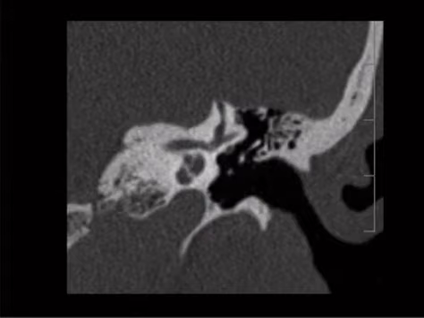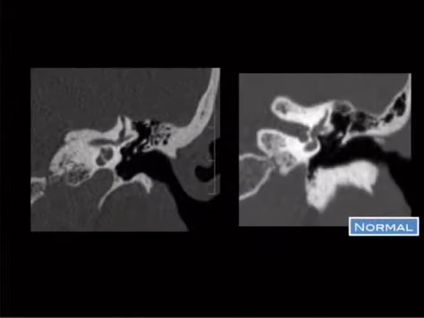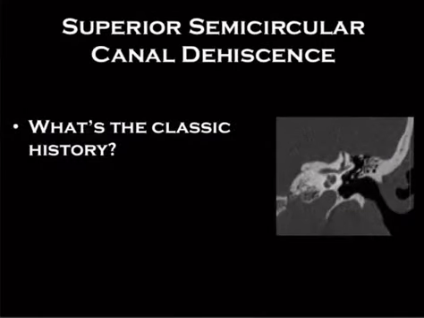All right, coming up on one of the last ones here. So this thing, get a normal. I actually see this all the time. It's not always symptomatic. So let's notice that, and then notice this. All right, so that right there is a dehisced superior semicircular canal. So what's the classic history in all of this?